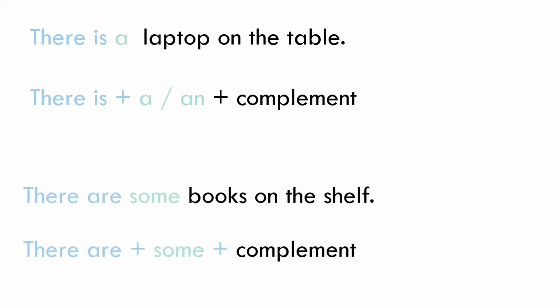There are some books on the shelf. There are plus some. Some because this is more than one, right? When we have only one, we use a or an. And when we have more than one, we are going to say some. Some books. There are some books on the shelf. The first one, there is, because it is singular. And the second one, there are, plus some, is because books are plural.